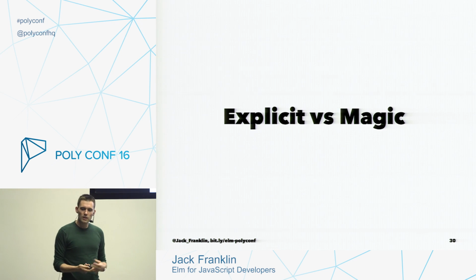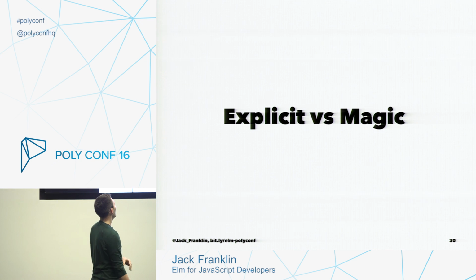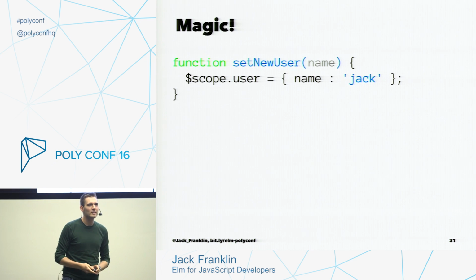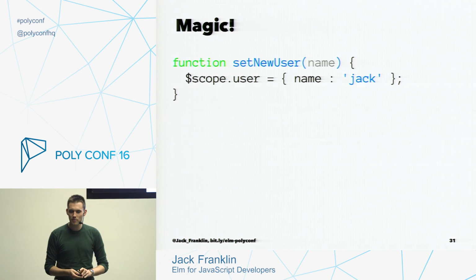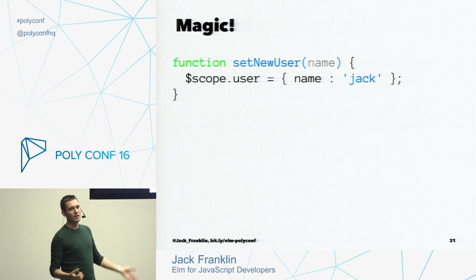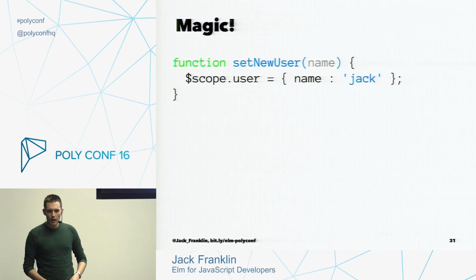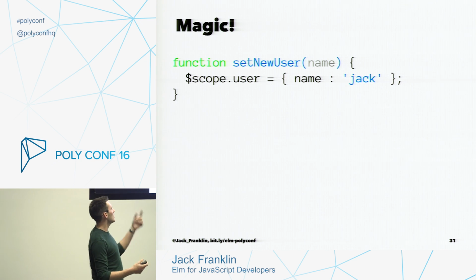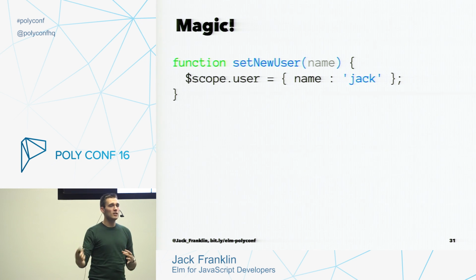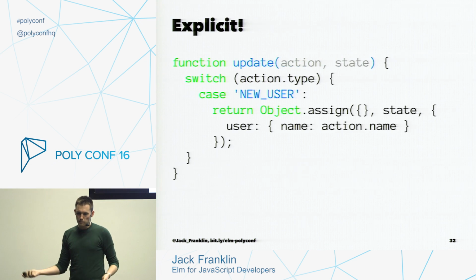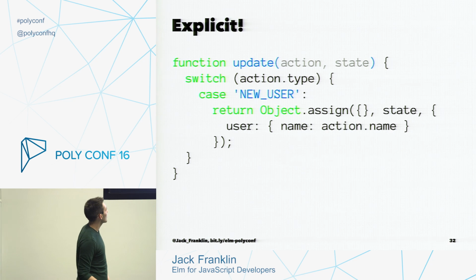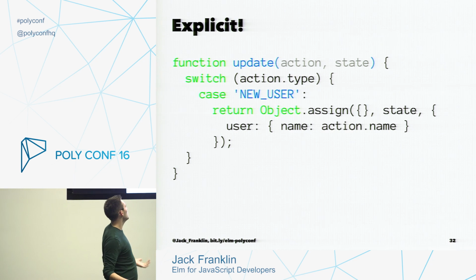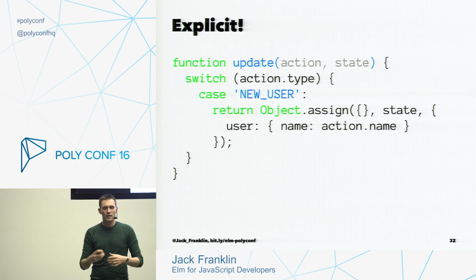There's also this trend of explicit versus magic. Now, I'm not going to hate on Angular here, but I'd say this is pretty magical. We dump some property onto this random $scope thing, and then that will just be in our views. And tracking when this value changes based on a user action is very, very difficult. A more explicit way, and again, this is inspired by Redux, is that we take in these actions, and if we have, say, in this case, a new user action, we update the state to have that user property in it.